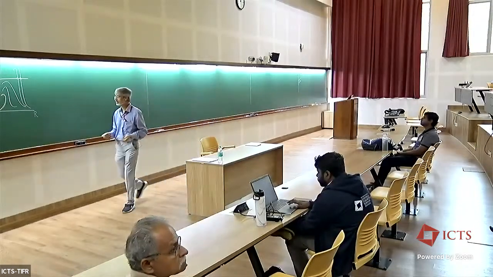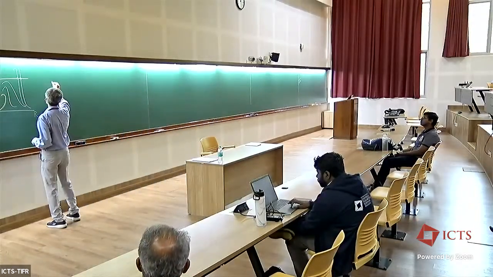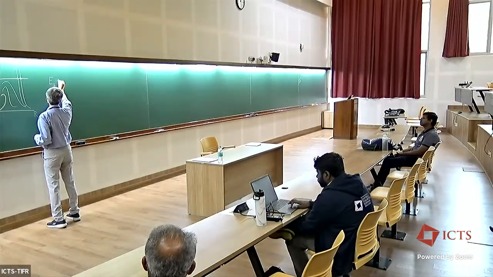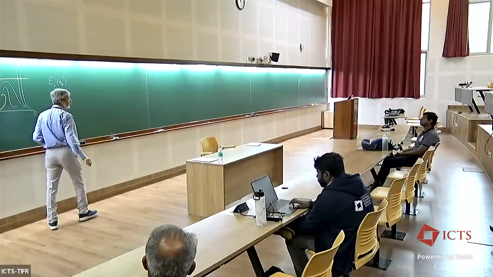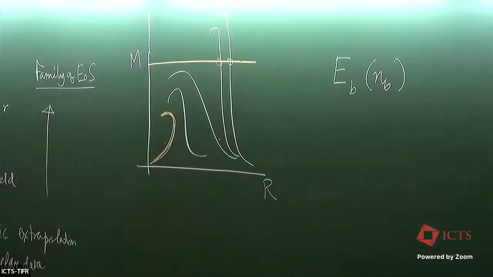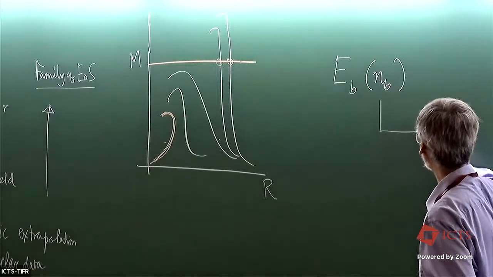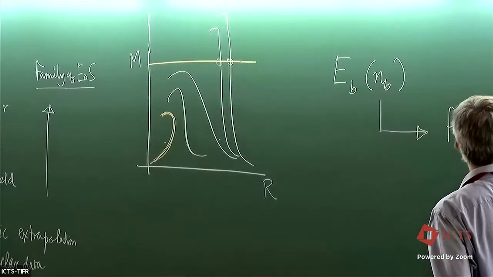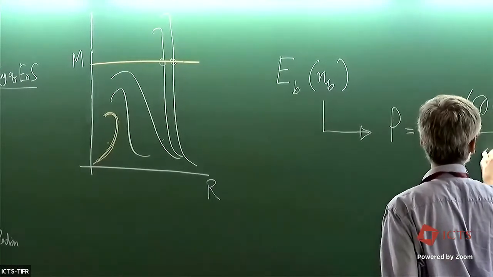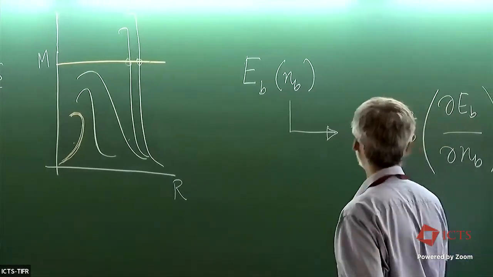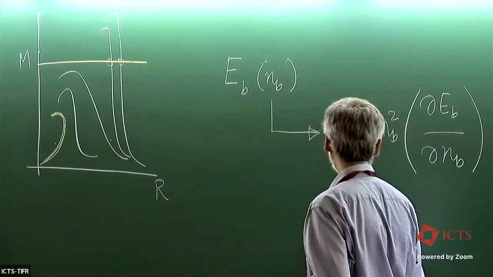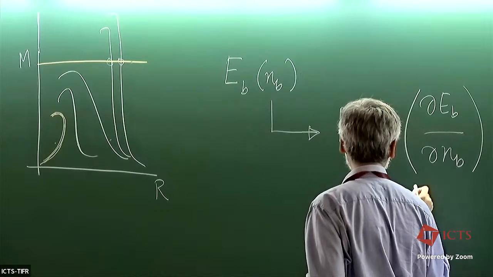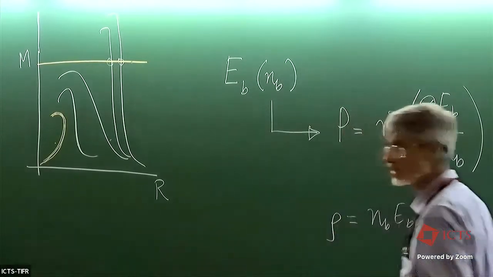So to just state here, all these theories can be used to produce this quantity, the energy per baryon as a function of the number of baryons per unit volume. And from this you can compute everything. You can compute pressure, which is n_B squared times ∂E_B/∂n_B. You can compute density, which is n_B E_B over c squared.